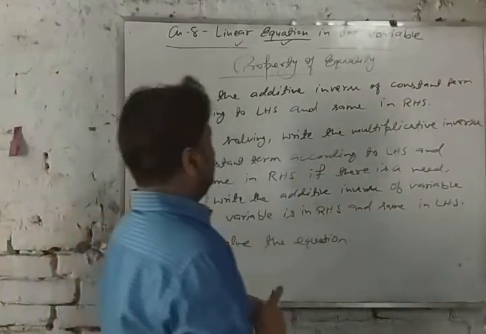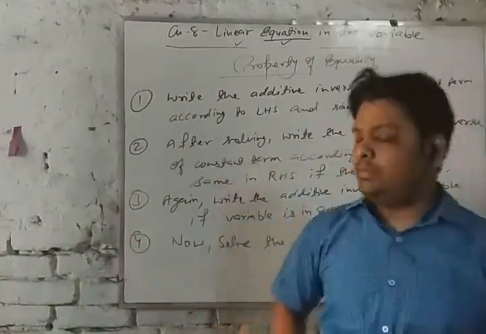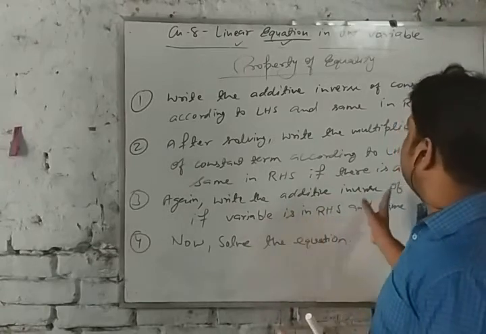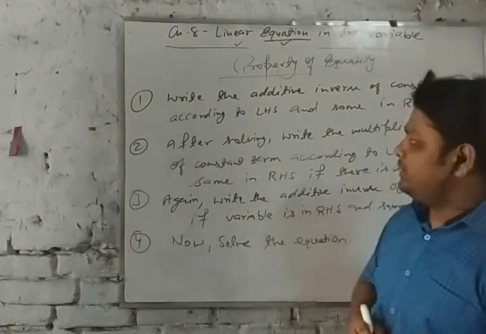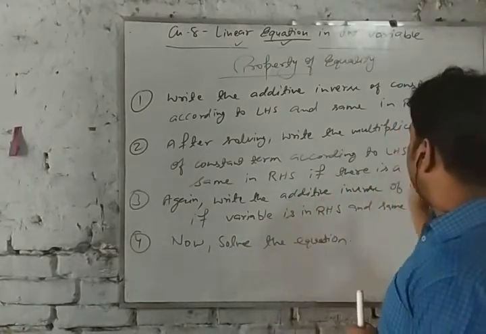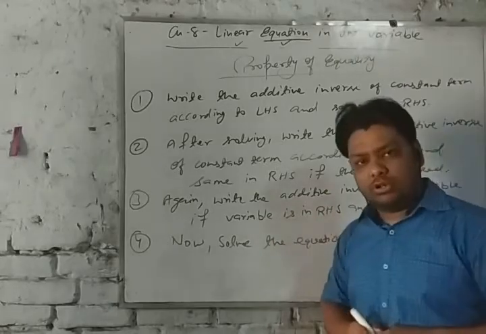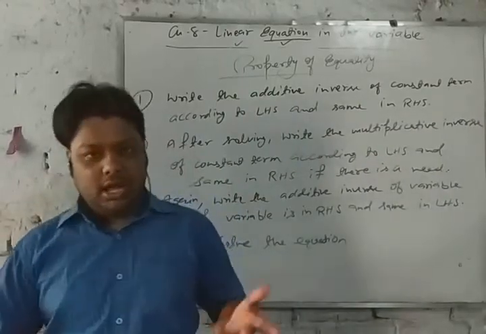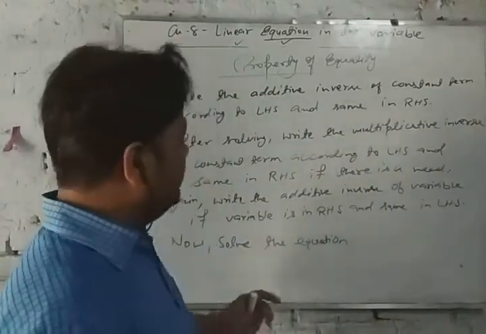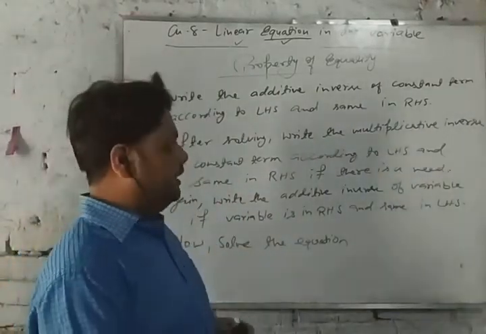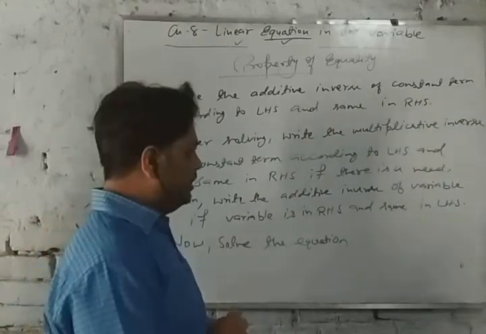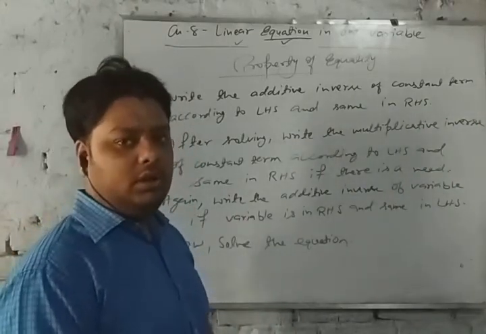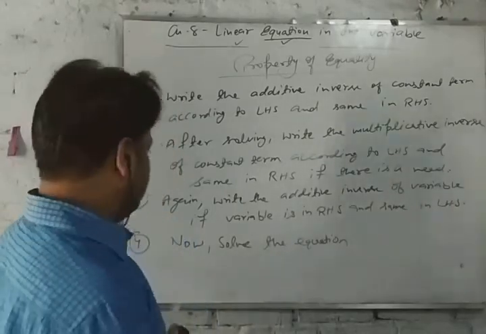Means in the first step, write the additive inverse of the constant term according to LHS and the same in RHS. The second step is, after solving, we have to write the multiplicative inverse of the constant term. So these are the 4 steps which I have just written. We will solve some questions based on it, then we will see how these steps work in this method. Okay, let's see.